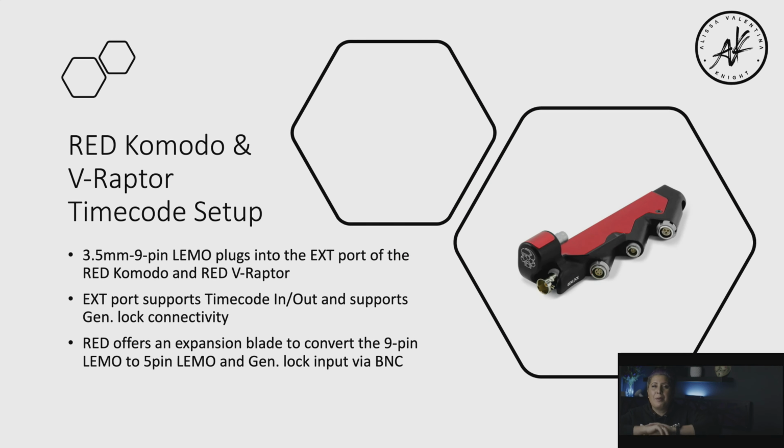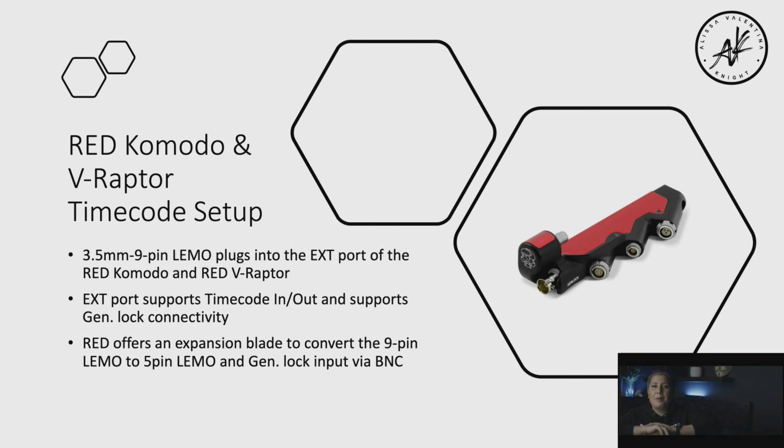That's why I've got them both on the same slide. So you're going to buy that Alvin cable or whatever cable you want to buy, and you want to make sure that it's got a 3.5 millimeter on one end and a 9-pin LEMO on the other. That plugs directly into the EXT port of the RED Komodo and the RED V-Raptor. I'm going to show you that here in a moment, but just remember it plugs right into the EXT.